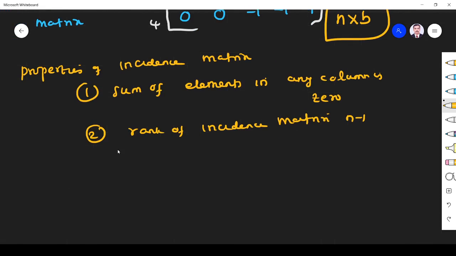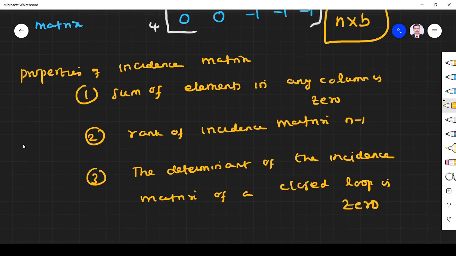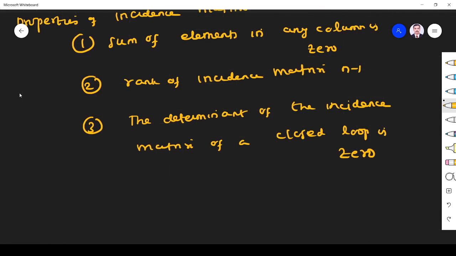Okay. Next, the third property is the determinant of the incidence matrix of a closed loop is 0. So this is the third property. The determinant of incidence matrix of the closed loop is 0.